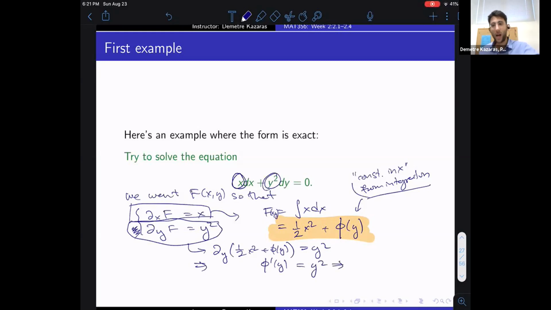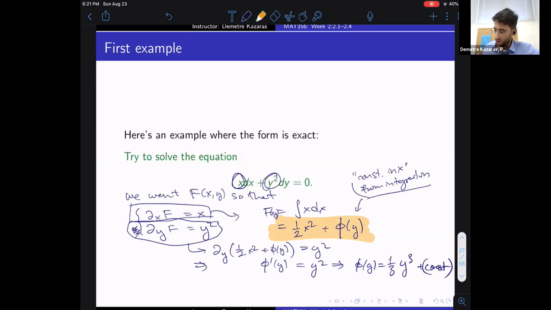Well, I want to figure out what phi is because I want to figure out what f is. So I'm looking at this equation. The phi is trapped behind the derivative. I need to integrate that to figure out what phi is. So phi itself is equal to just 1/3 y cubed plus some constant of integration that you don't really even need to write because there's going to be that ambiguity anyway.